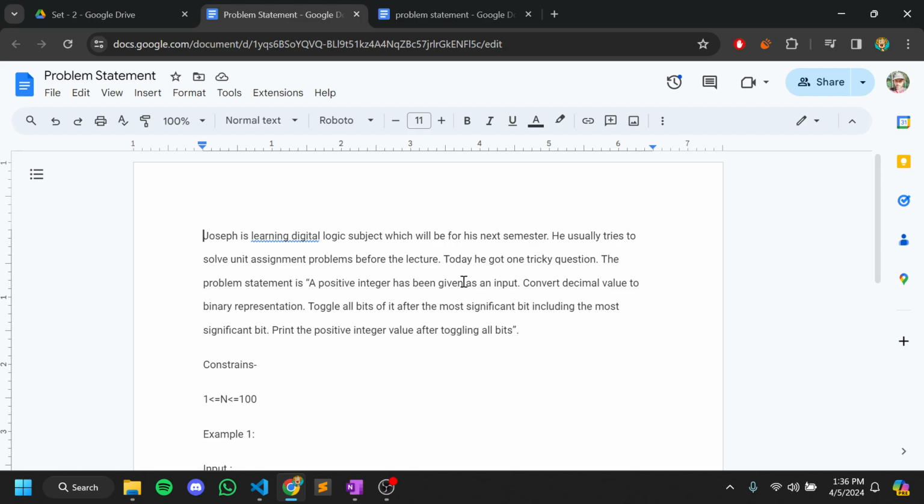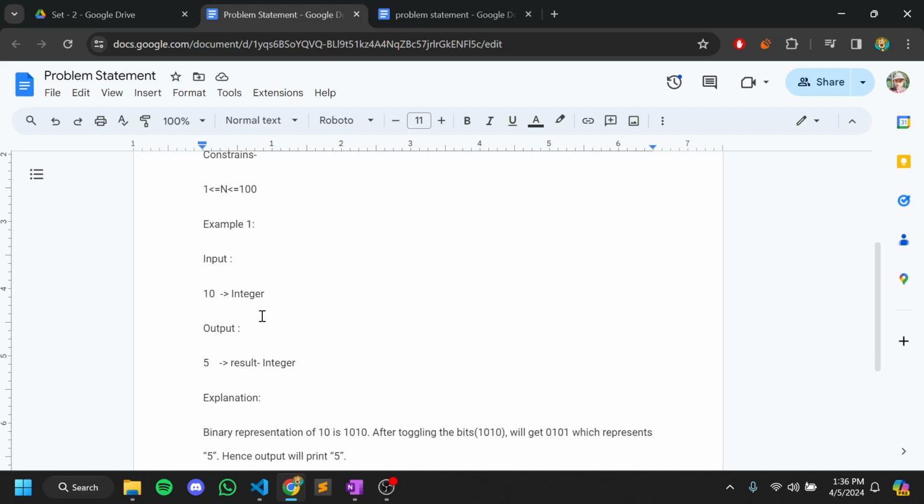The problem is: a positive integer is given as an input and you have to convert the decimal value to its binary representation and toggle all the bits of it after the most significant bit, including the most significant bit, and print the positive integer value after toggling all the bits. So what does it mean? Let's take an example to understand it.